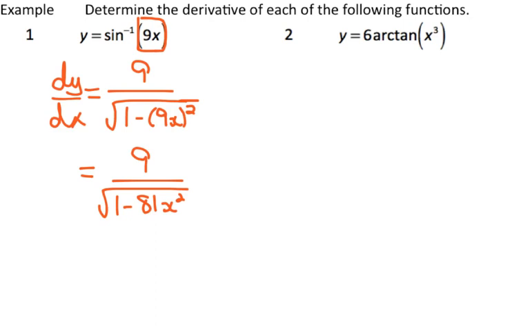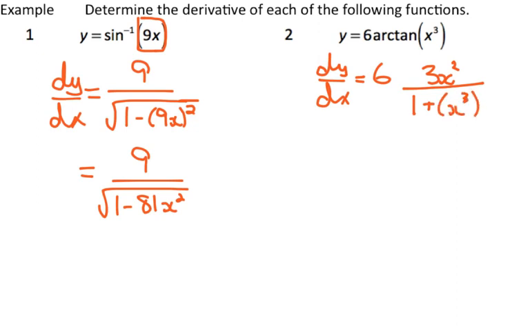With number 2, we've got a coefficient of 6 in front. That's just going to carry down. We have the arctangent of x cubed. Looking at the formulas, the derivative of arctangent is u prime over 1 plus u squared. So u prime being the derivative of x cubed, that would be 3x squared over 1 plus u, which is x cubed, squared.